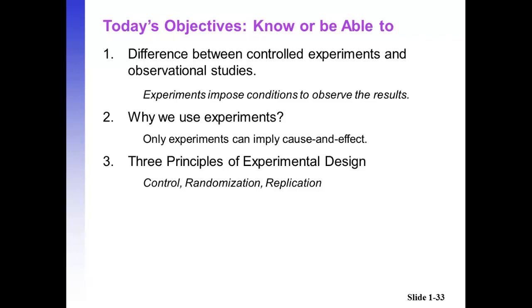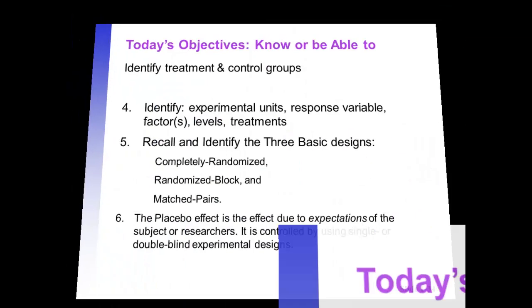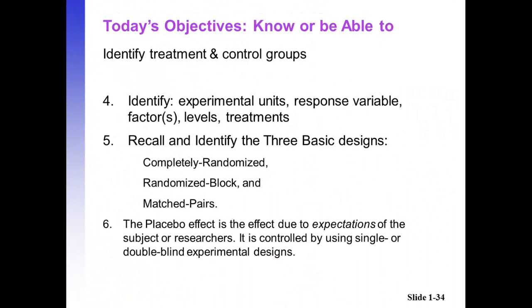The three basic principles of experimental design are control, randomization, and replication. You should be able to identify experimental units, response variables, factors, levels, and treatments. And recall and identify that the three basic designs are the completely randomized design, the randomized block design, and a matched pairs design. Finally, the placebo effect is the effect that is due to the expectations of the subject or the researcher. It is controlled by using single or double-blind experimental designs.